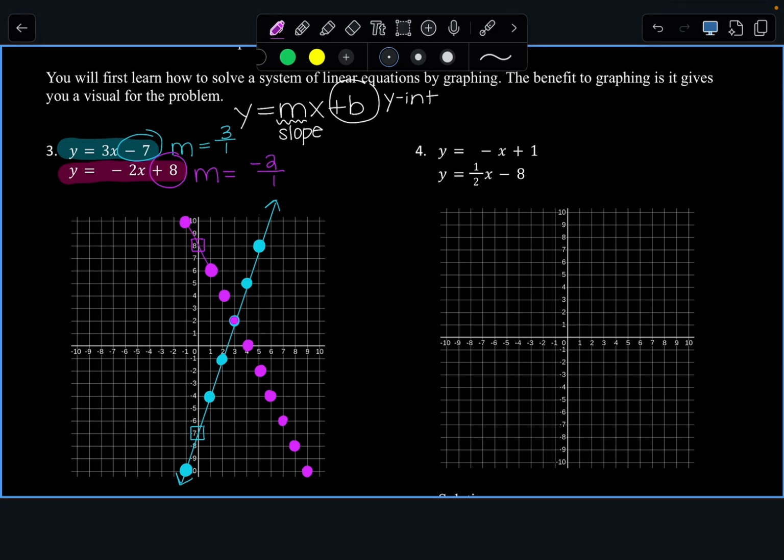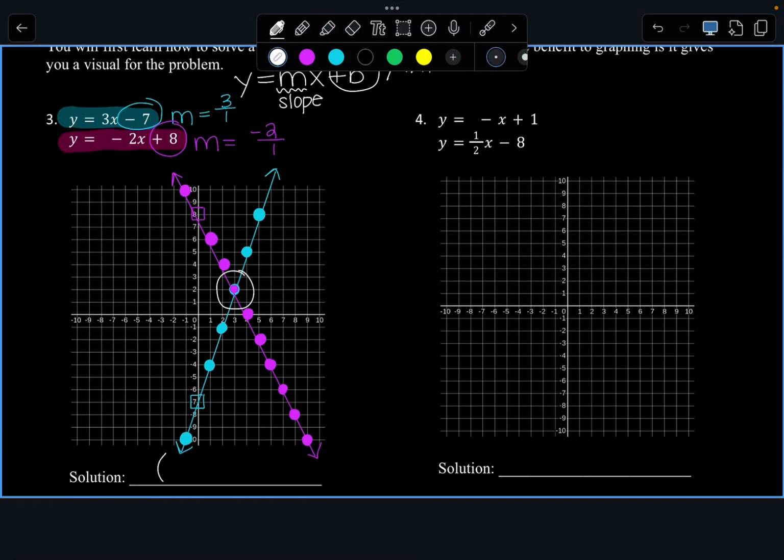Can we go up to the right one? Yes, we can also go up 2, left 1. What is the point where these two intersect? 3, 2. So our solution is 3, 2. So what we're doing, we are graphing both of those equations and finding the point where both of those lines intersect. And then we're writing that as an ordered pair for our final solution.